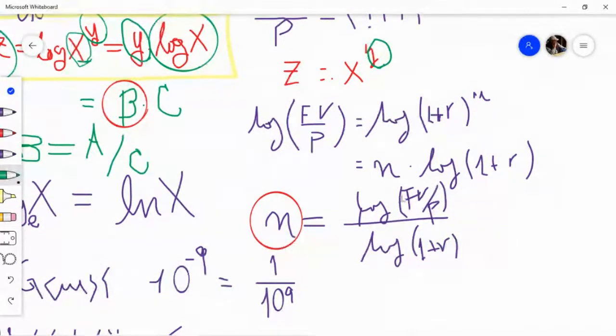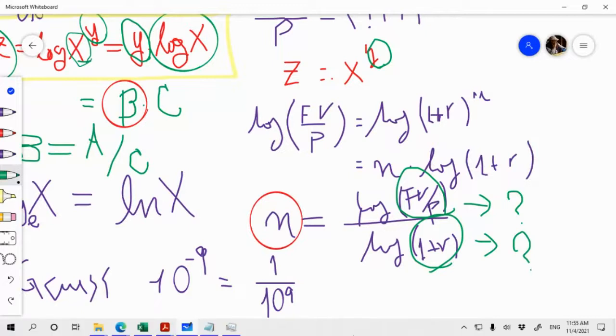And by using the natural log, we can solve the problem for n like this. But the question is, what is this number? How do we know? Is there any guarantee that these numbers are multiples of 10, or powers of 10, or powers of 2? No, it could be any number. So if it can be any number, then it's only correct to use the natural log.